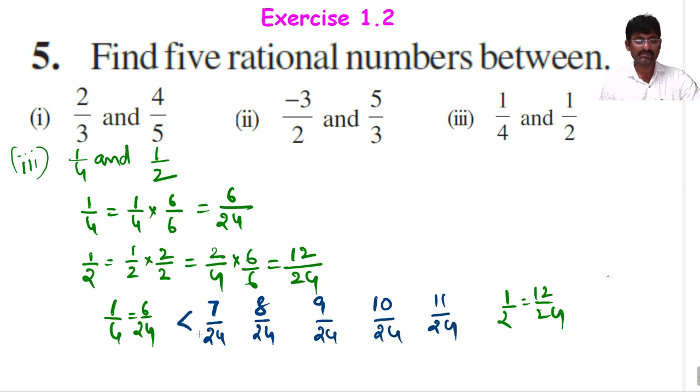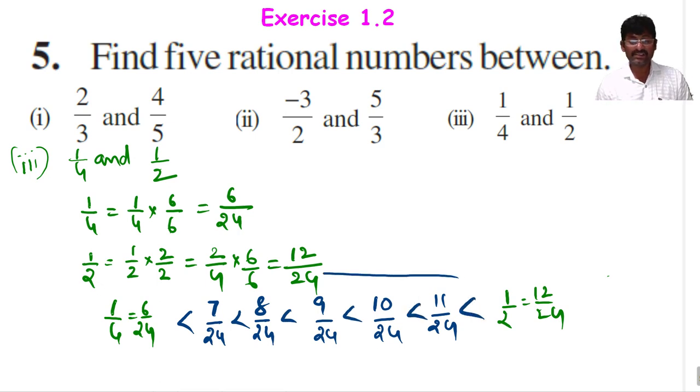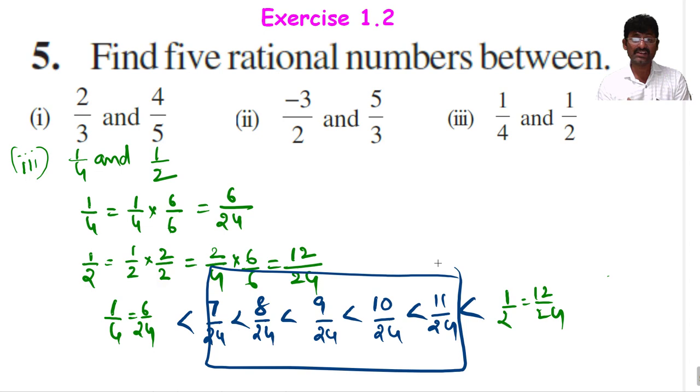Now put the less than symbol. So these are the 5 rational numbers between the given numbers 1 by 4 and 1 by 2. Okay, right. Now suppose in this step we have 1 by 4 here and 2 by 4 here.